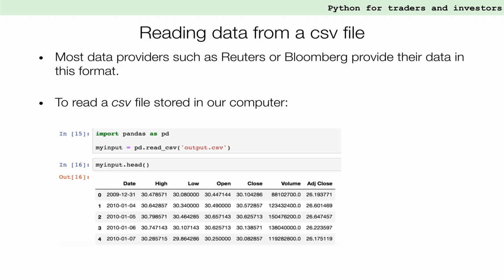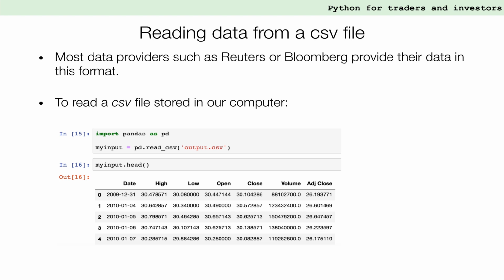Commercial data providers, such as Reuters or Bloomberg, commonly provide their files in this format too. To read a CSV file stored locally, or convert it back into a pandas data frame for use in our quantitative analysis, we can use readCSV from the pandas library, which needs to be imported first. Next, the head function is useful in viewing the first lines of the freshly produced data frame for inspection.